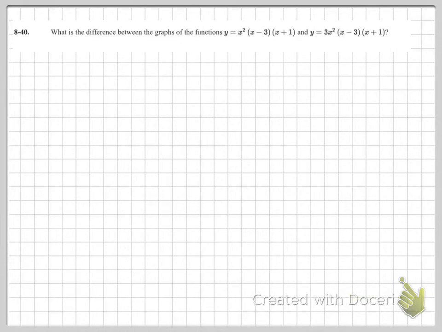Okay, 8-40. What's the difference between the graphs of the functions x squared times x minus 3 times x plus 1 and 3x squared times x minus 3 times x plus 1? They're going to have the same roots, but this 3 is going to give it a vertical stretch, just like it does to parabolas and everything else you've been doing. That's the only difference.